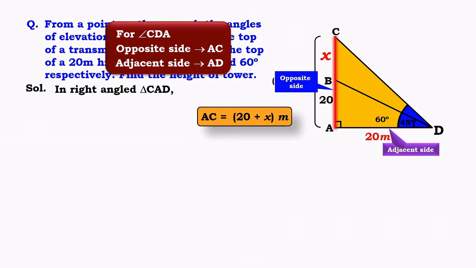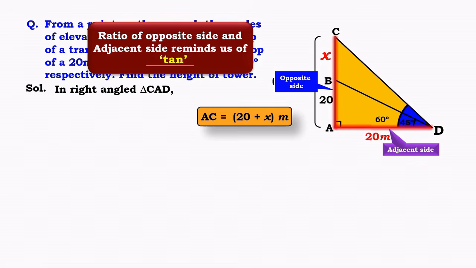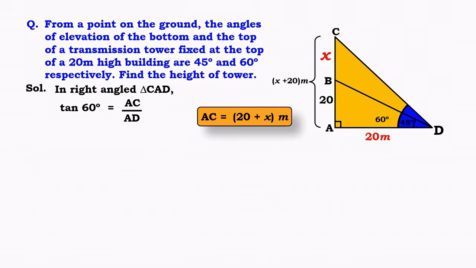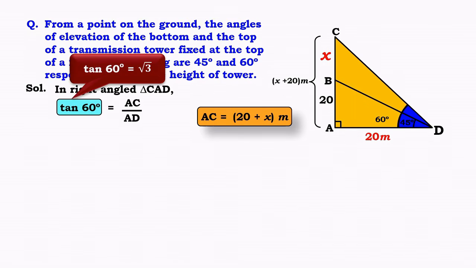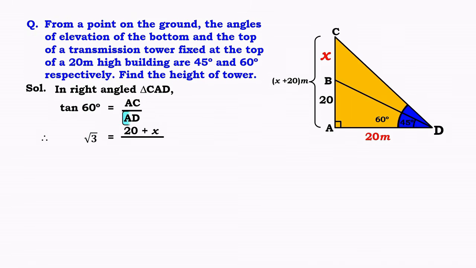For this angle, AC is the opposite side, while AD is the adjacent side. The ratio of the opposite side to the adjacent side reminds us of tangent. Therefore, the tangent of 60 degrees is equal to AC divided by AD. The tangent of 60 degrees is root 3. So, root 3 is equal to (20 plus x) divided by 20.